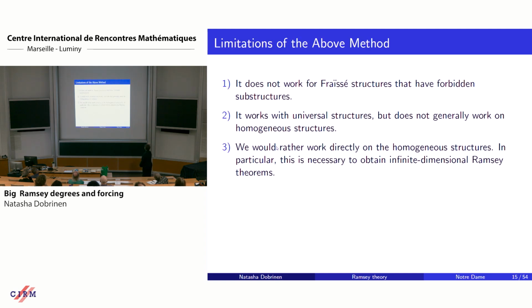All right, so the limitations of this method are that they don't work for Fraïssé structures that have forbidden substructures. It works great if you have a nice universal structure, but it won't work generally on homogeneous structures, except the exception is the rationals, or the rationals with n-many equivalence relations. And we would also really rather work directly on the homogeneous structures, in particular because this is necessary if you want to develop an infinite dimensional Ramsey theory.